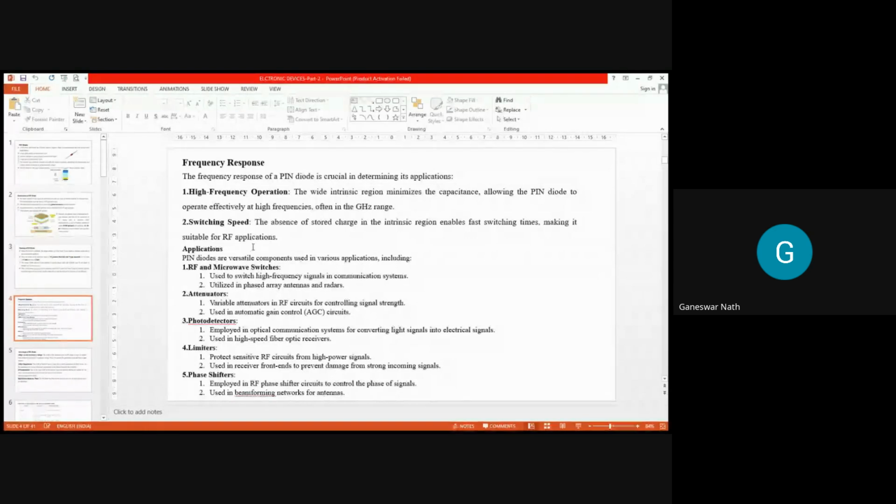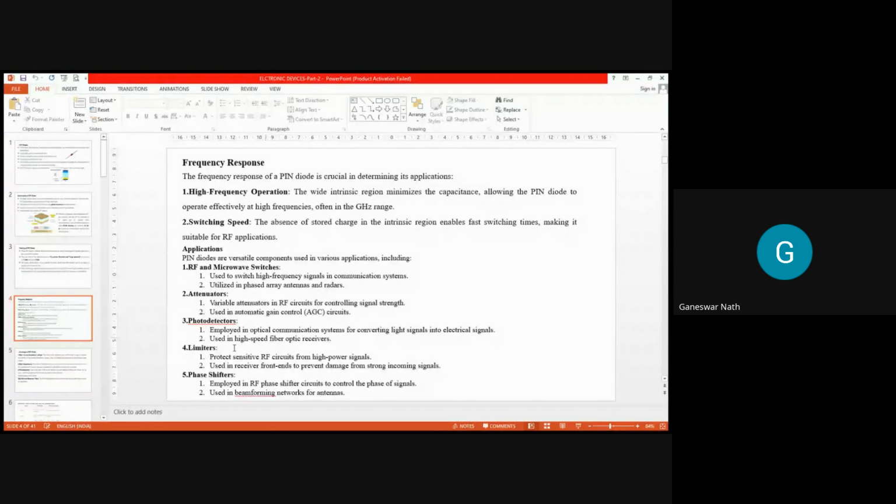Okay, switching speed: the absence of stored charge in the intrinsic region enables fast switching times, making it suitable for RF applications. So this is the switching speed, and this happens basically in the low frequency region.